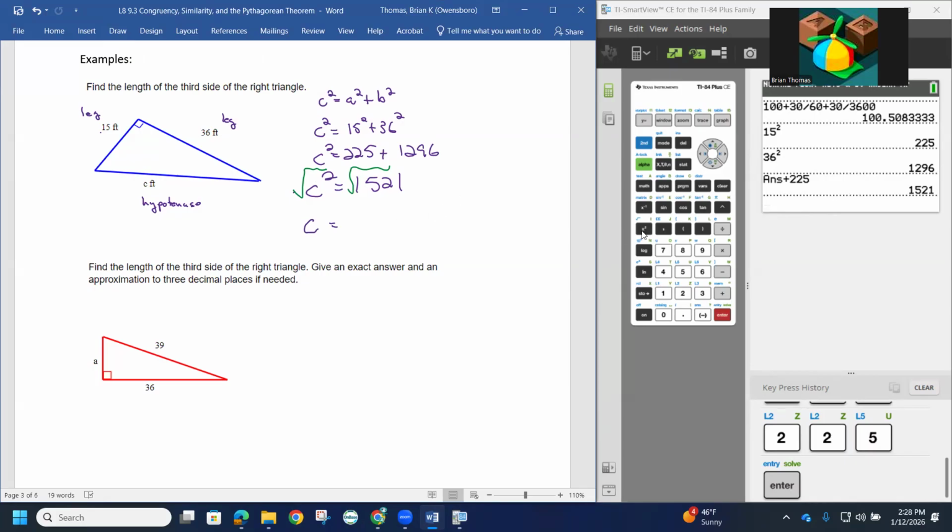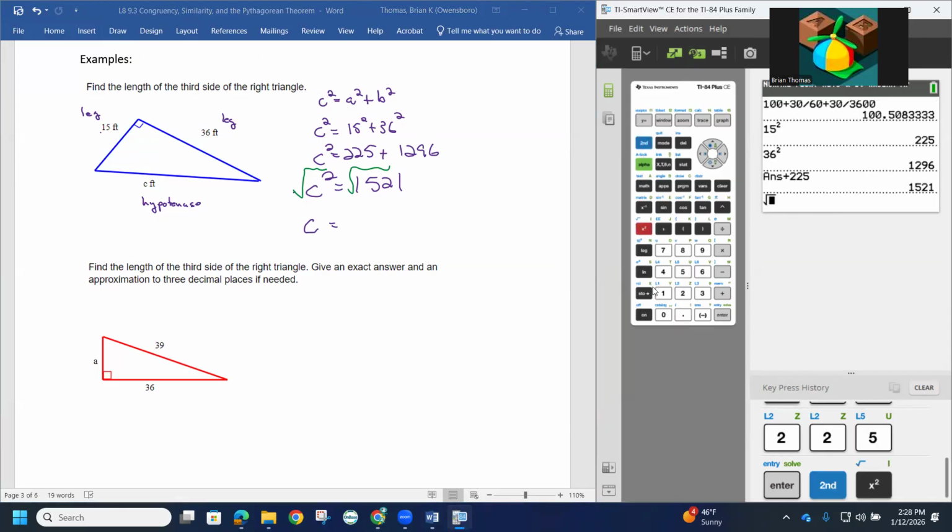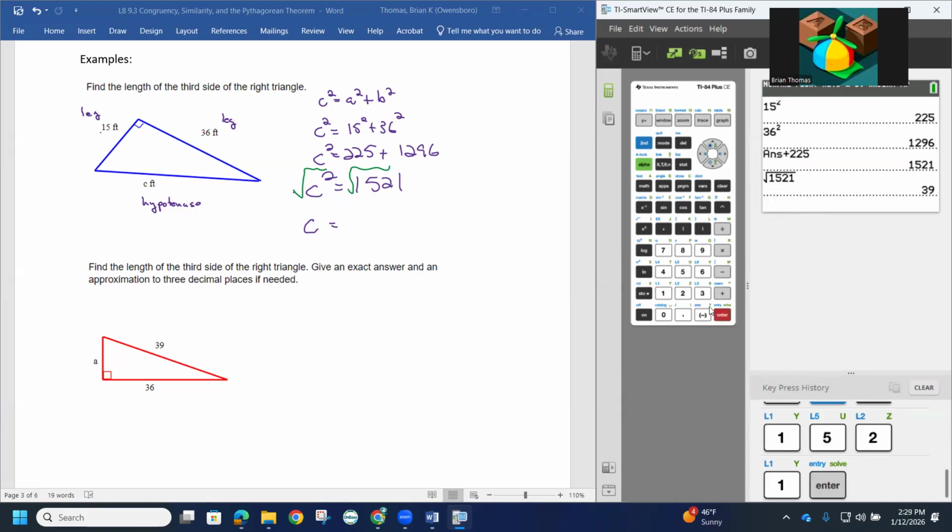Now, on my calculator, the square root is actually above x squared, so it's in blue. Anything in blue, we have to hit this little button up here, the second button. So if I hit the second button, I can take the square root of 1521. Again, you don't have to have this calculator, but if you do, you can type it in that way. If your calculator works differently, feel free to use it as you need to. So notice how c would be 39.